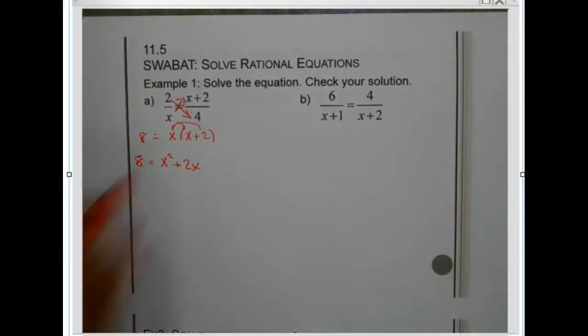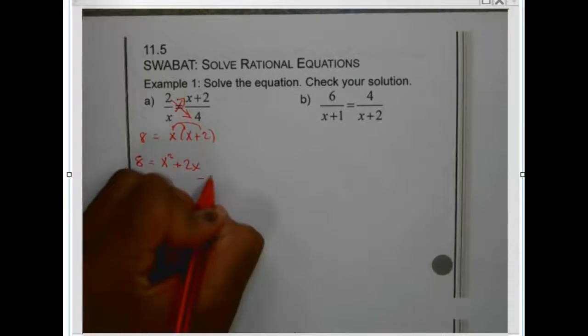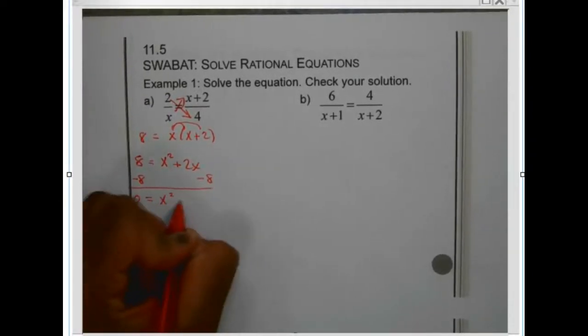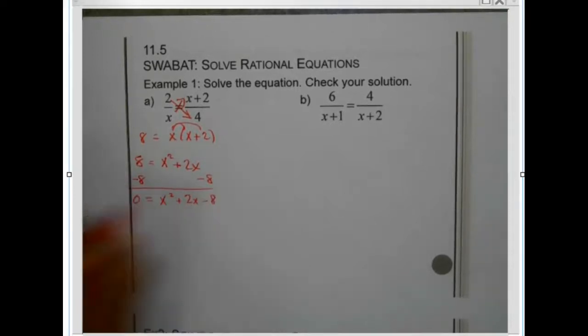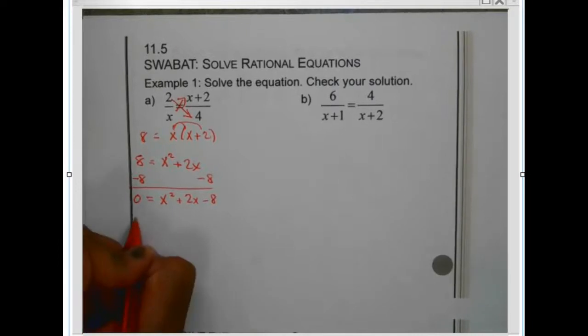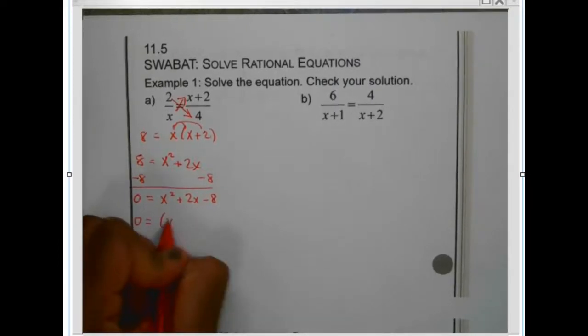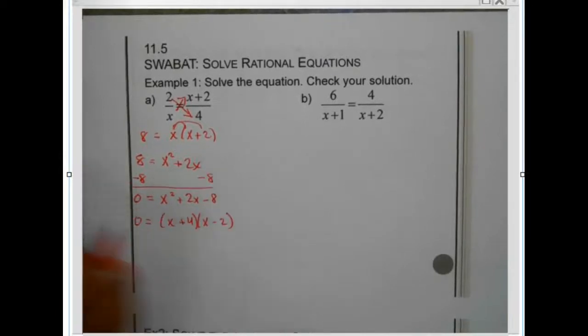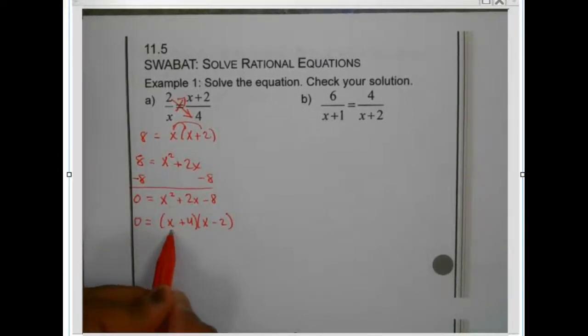I do need to get everything on one side, so I'm going to subtract 8 and subtract 8. And I have 0 is equal to x squared plus 2x minus 8. From here, I will factor. You could use a box, or you can trust my handy dandy factoring and know that this is equal to x plus 4 times x minus 2. No shame in using a box, I just don't need it for this problem. And I would love for you to trust me.